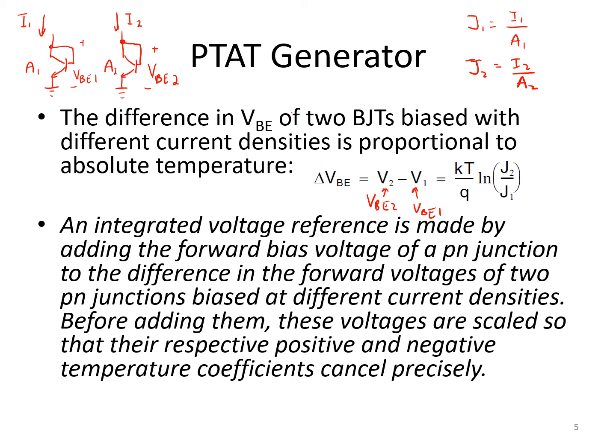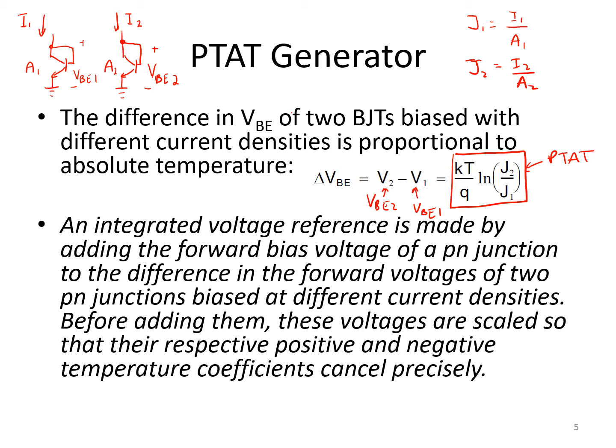is just given by the natural logarithm of the ratio of their current densities, which again can be quite well controlled just by ratioing device sizes, and thermal voltage kT over q. k and q are obviously absolute constants, so we're left with a bunch of constants times the absolute temperature, T. So this then is our PTAT quantity, this expression for delta VBE.